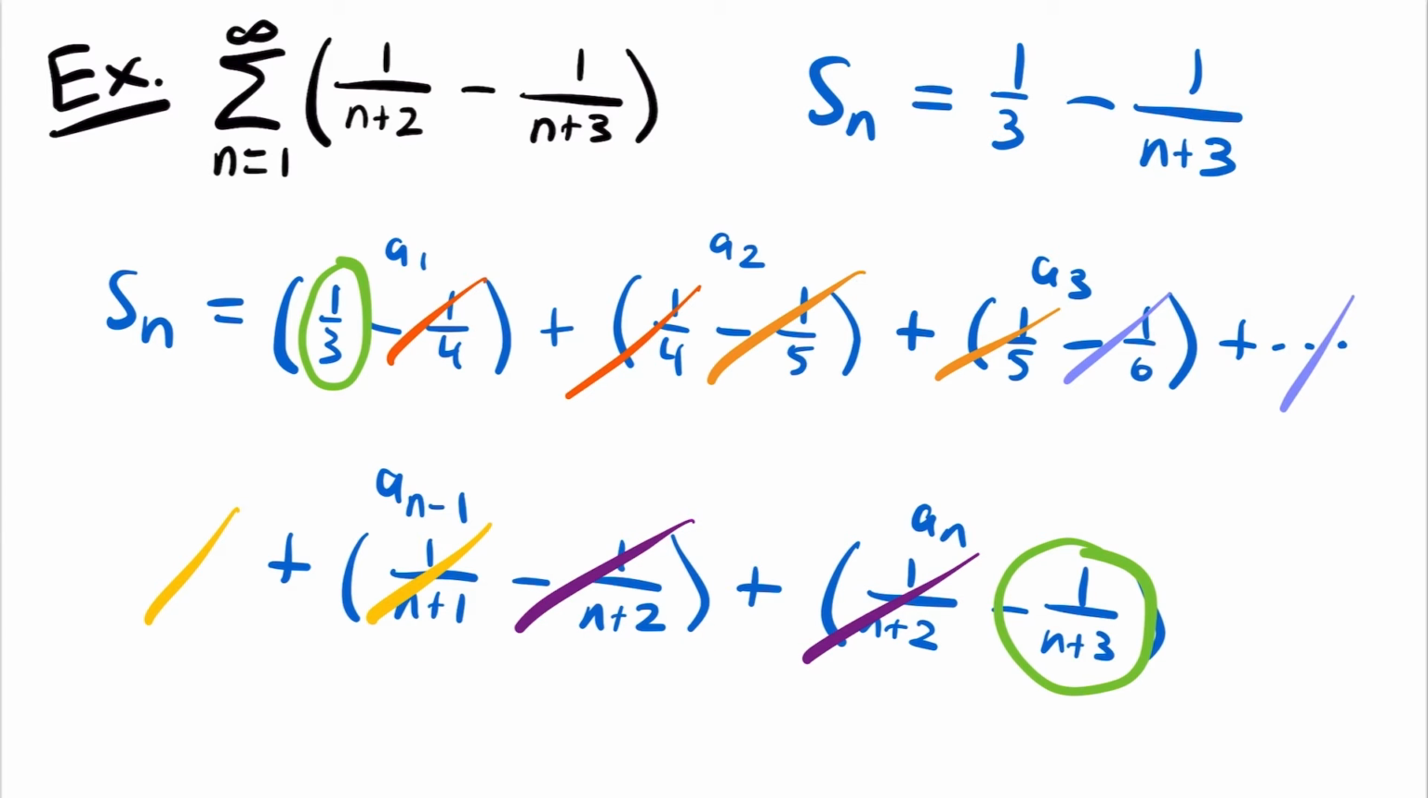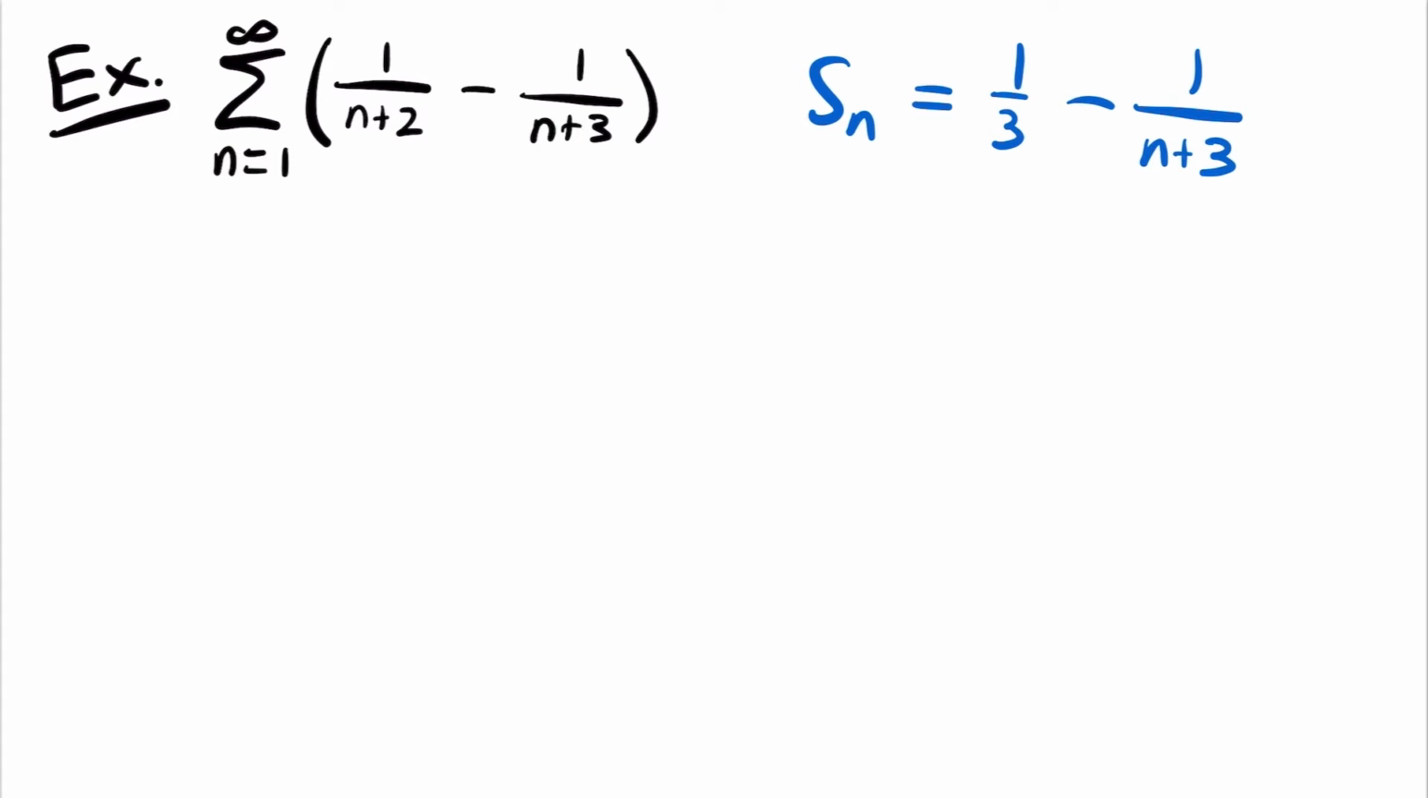Okay, and so if I clean up my work here, we can determine the convergence of our telescoping series by taking the limit as n approaches infinity of our nth partial sum. And so if we do that, we will have that the sum of the series will be equal to 1/3 minus the limit as n approaches infinity of 1 divided by n plus 3.